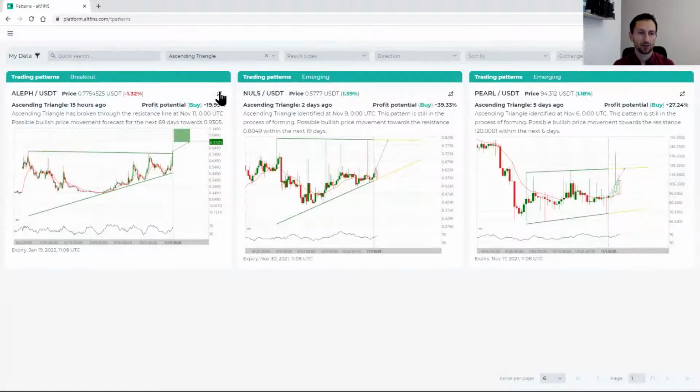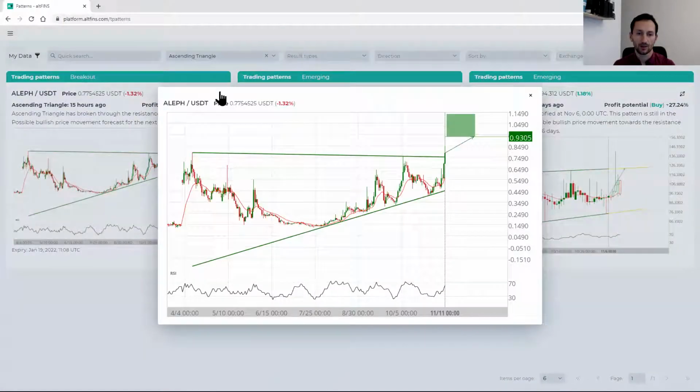And we can see an example of it right here. Now, this is an ascending triangle that has formed over a very long period of time. This is from April of this year, so we're talking months, right? 7 months.